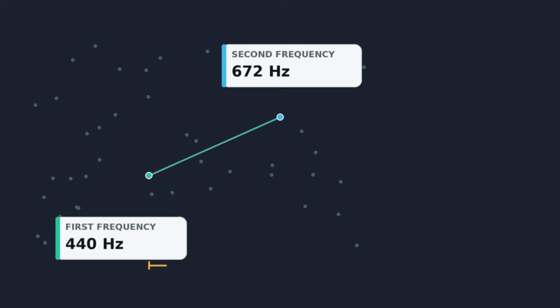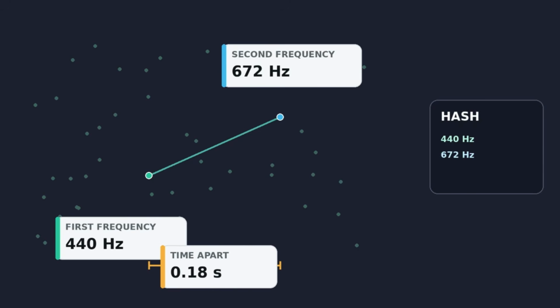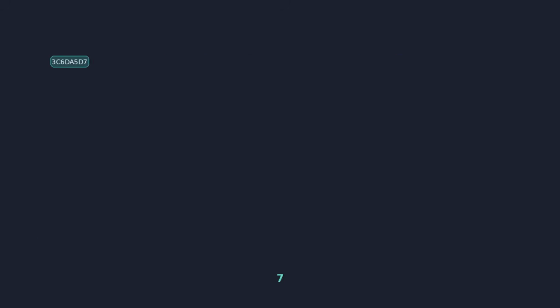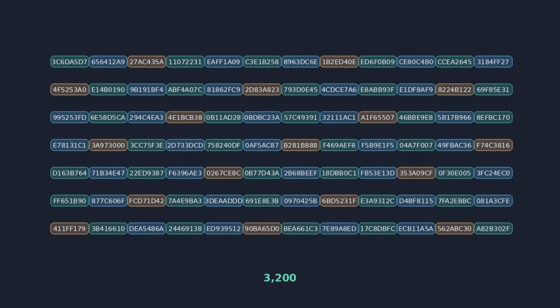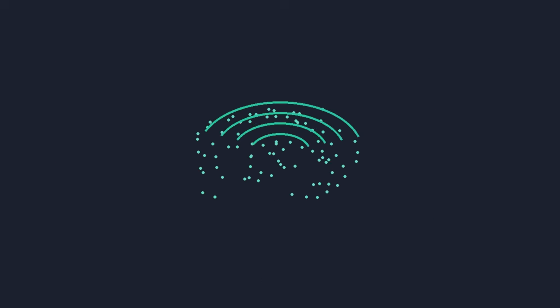Instead of storing each peak by itself, I started pairing peaks together. For each pair, I took the first frequency, the second frequency, and the time between them. Then I combined those three values into a hash. One song creates thousands of these hashes, and together they make up its fingerprint.